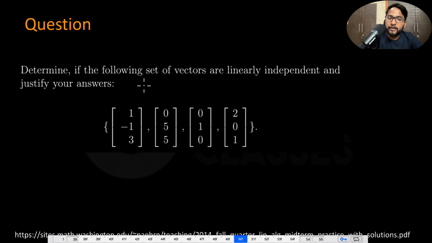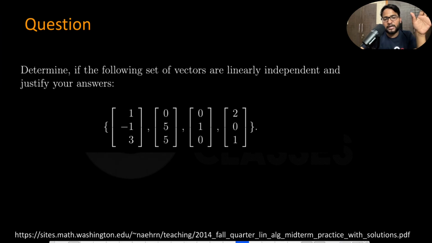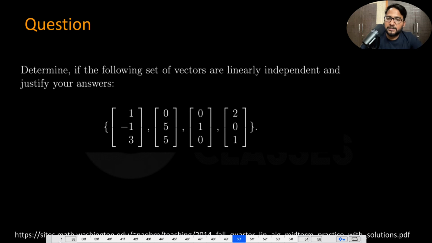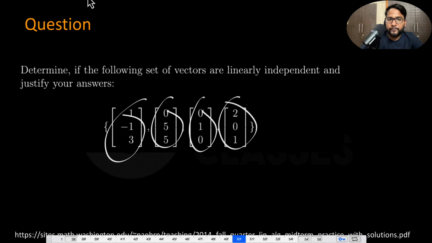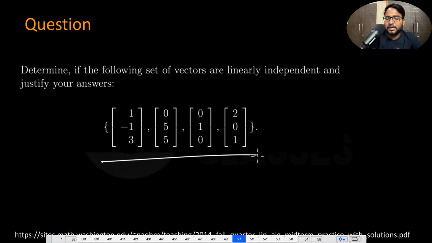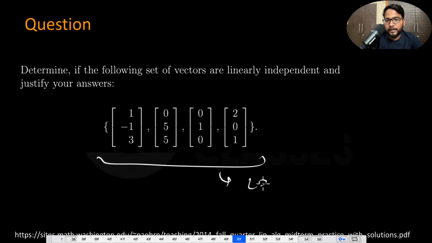What they are asking is to determine if the following set of vectors is linearly independent and justify your answers. Just pause this video and let me know if you are able to find the answer. This question has been taken from Washington University, and it's an easy but nice question. They want to ask whether this set of vectors is linearly dependent or independent. This is in R3, this is in R3, this is in R3, this is in R3, right? Now can you guess? In R3 you cannot have more than 3 linearly independent vectors. That's the point. If there are 4 vectors, then definitely they are linearly dependent, right?